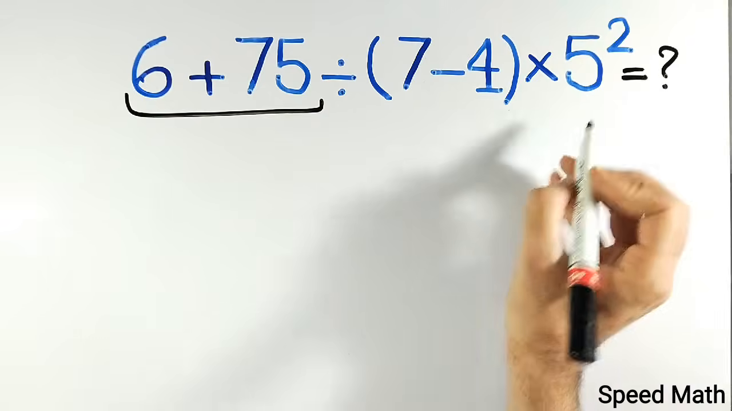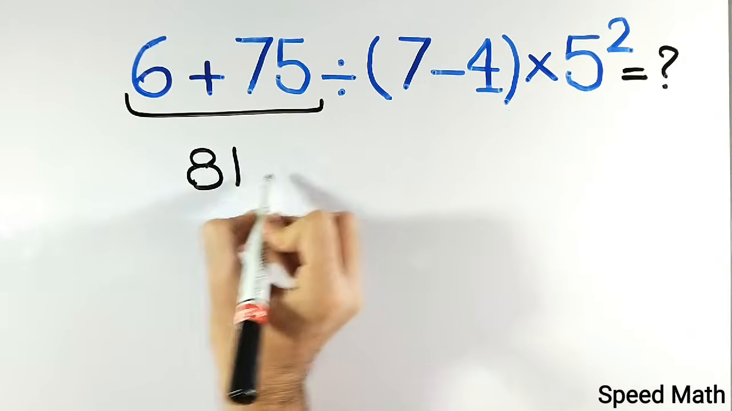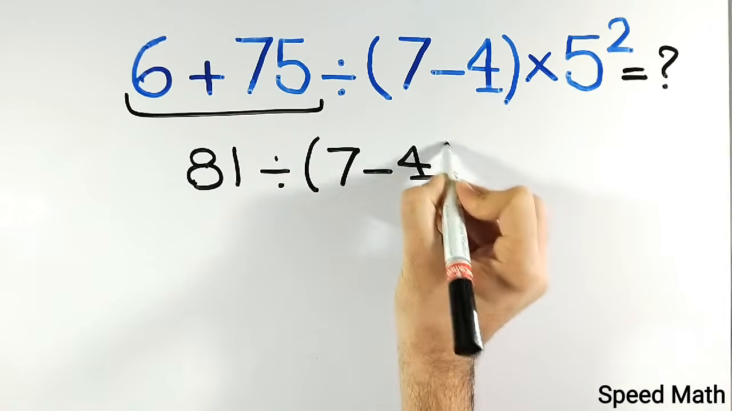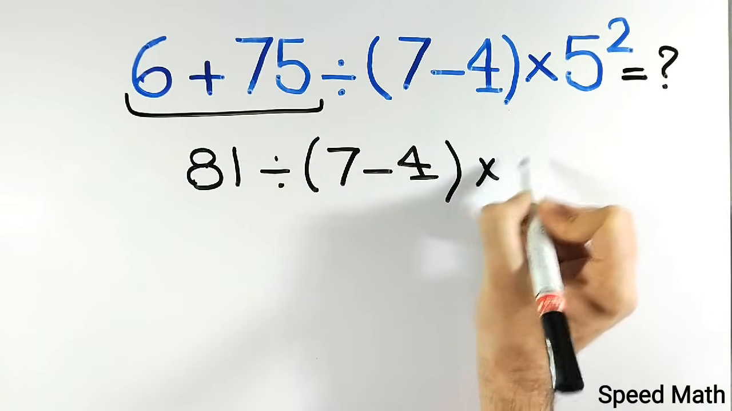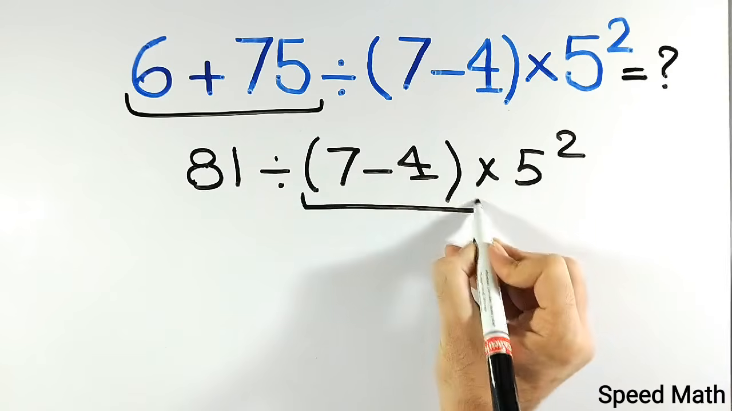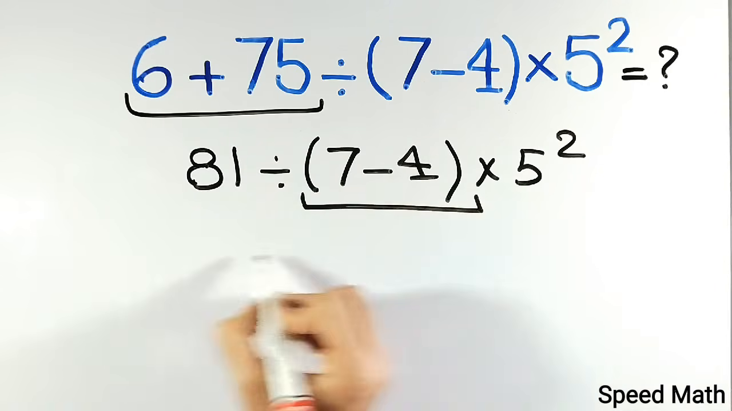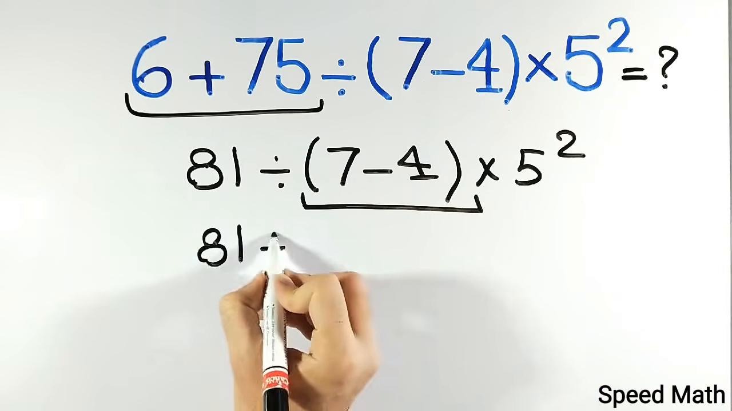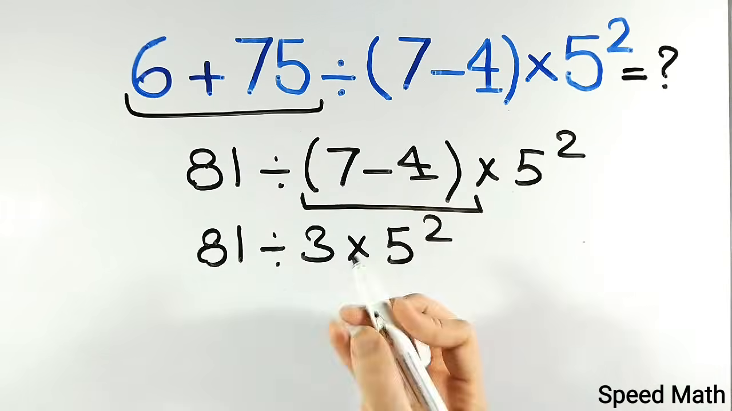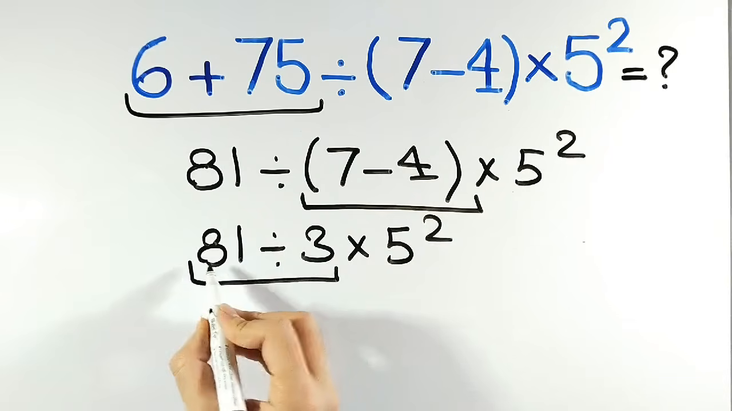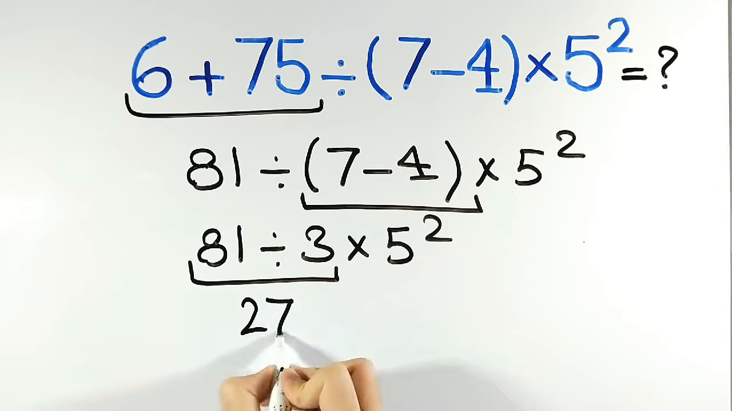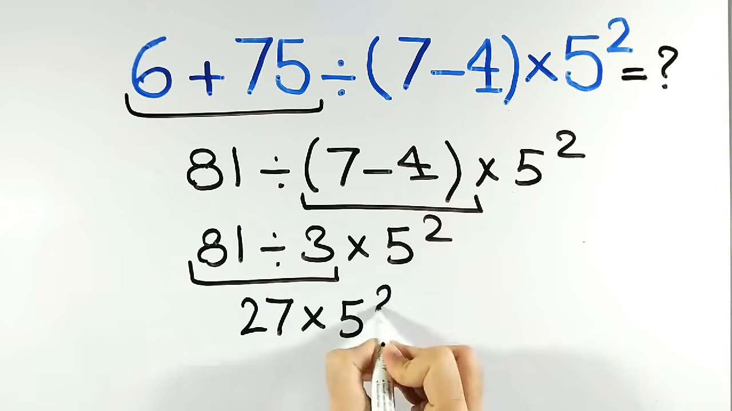And instead of this expression, they write 81 divided by (7 minus 4) and multiplied by 5 squared. And the next step, they go for the expression inside the parenthesis and write this expression as 81 divided by 3 multiplied by 5 squared. Then they go for the division between 81 and 3. And instead of this expression, they write 27 multiplied by 5 squared.